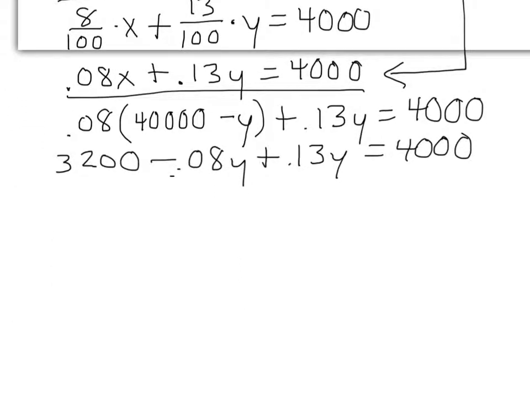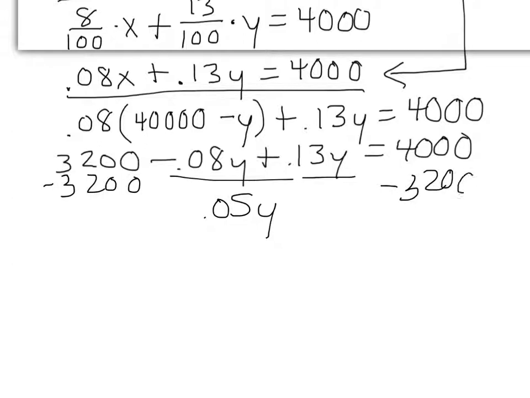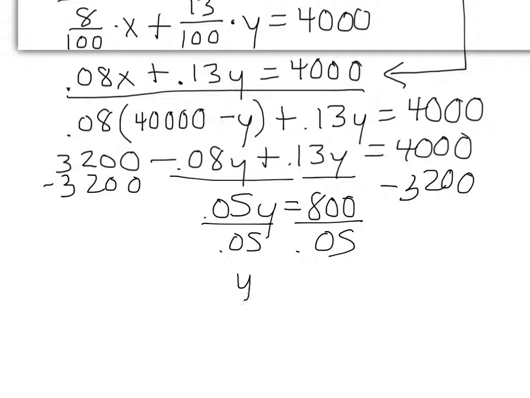We're going to combine these like terms. We'll get 0.05Y. How about we go ahead and subtract 3,200 from both sides? That'll give us 800. Divide by 0.05. We get Y equals $16,000. So that's how much we're going to invest at 13%.